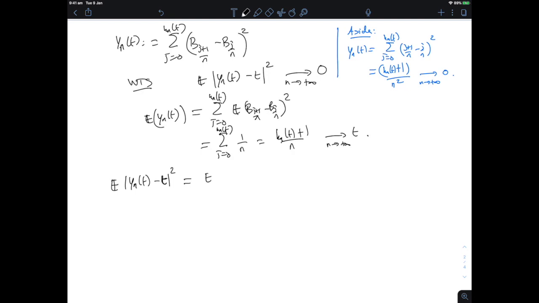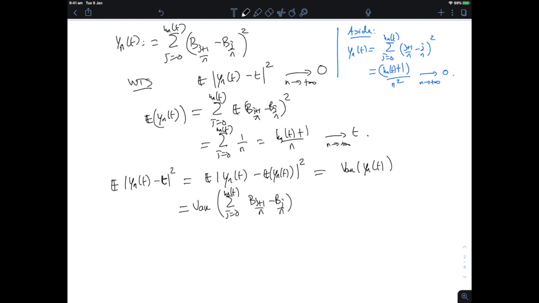Well, if t is the expectation of yn, then this is really the expectation of yn minus its expectation, and then I square that, which is by definition the variance of yn of t. And yn of t is given as a sum of random variables, right? So it's a sum of bj plus 1 upon n minus bj upon n, squared. Now notice that these variables are independent of each other, right?